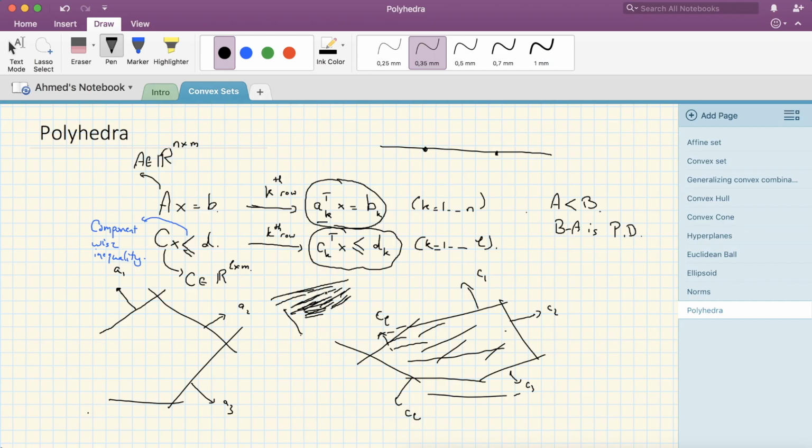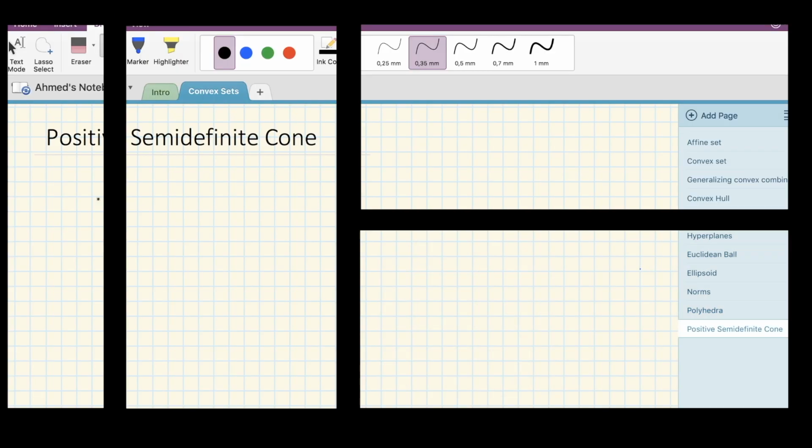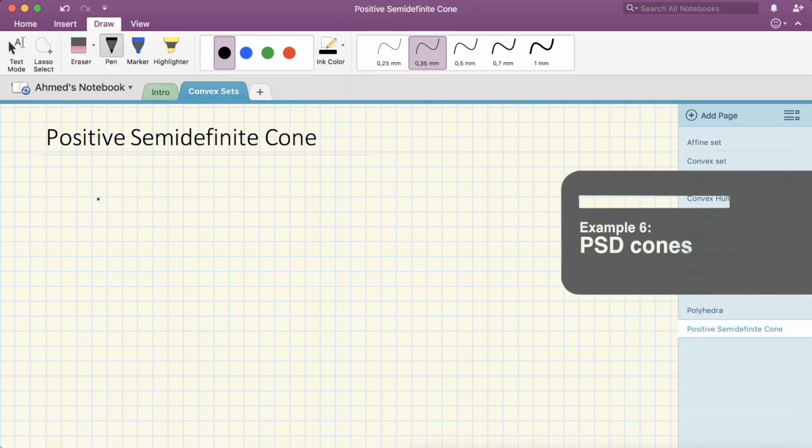As we said, using the definition again, a polyhedron is nothing other than the intersection of a bunch of hyperplanes and half spaces. So it has to be convex, because there is a property we will see later on: the intersection of convex sets is again convex. Okay, so let's talk about positive semi-definite cones.